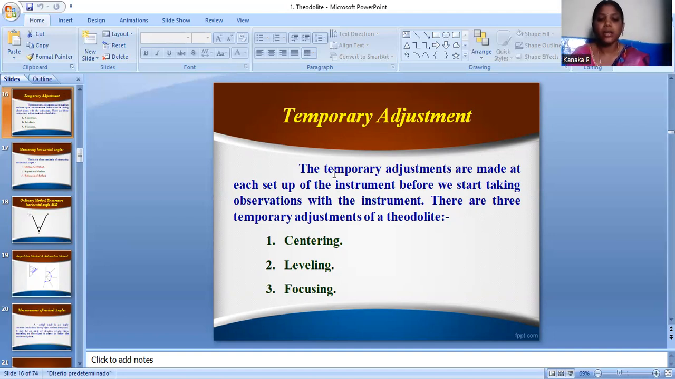In this position, the plate bubble tube is rotated 360 degrees about the vertical axis. Here also the bubble should remain at the center of its run.